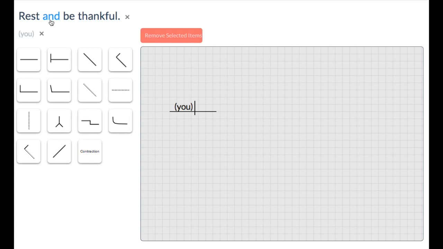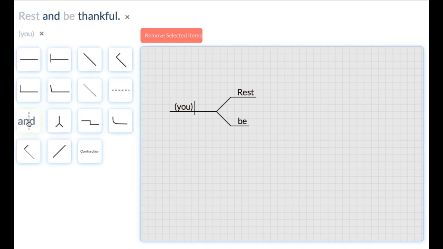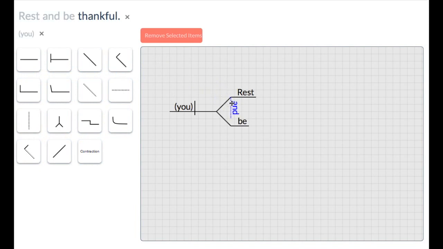So that tells me I need to structure my diagram in such a way that I can have two verbs coming off of the word you. So I'm going to branch this line into two, and we'll put rest, first verb, at the top here, and then be is our next verb, like this. So now we know that there are two verbs, you, rest, and be. And the coordinating conjunction, since it's joining those two words, is going to go on a dotted line connecting the two words.